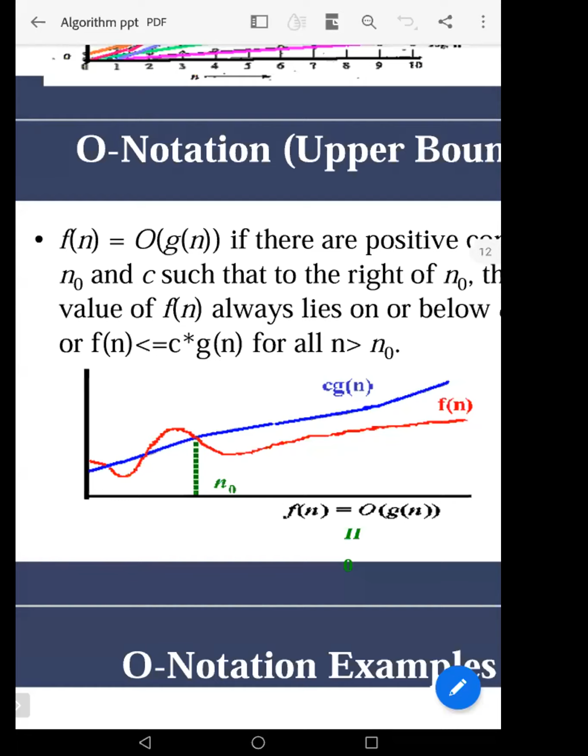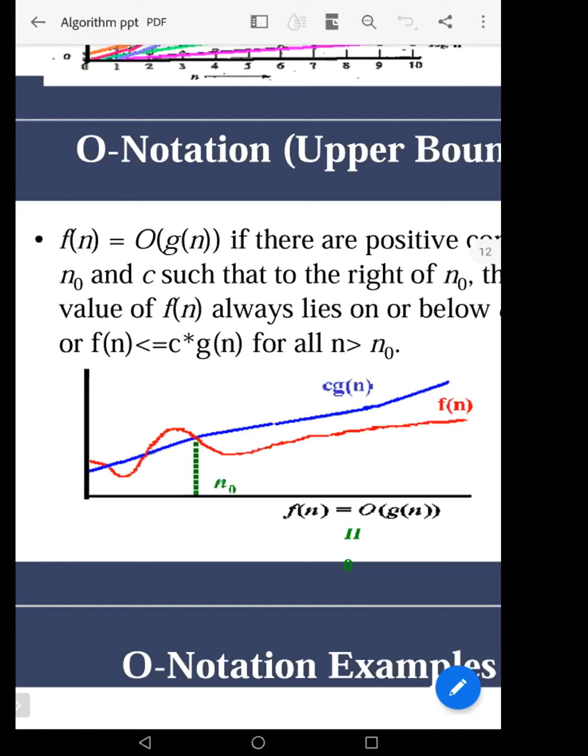So f(n) is equal to big O of g(n). This is the mathematical definition. f(n) and g(n) are two non-negative functions. Remember, the value of f(n) and g(n) should not be less than 0. It is always 0 or greater than 0. So that's why they are non-negative functions of n, f(n) and g(n).